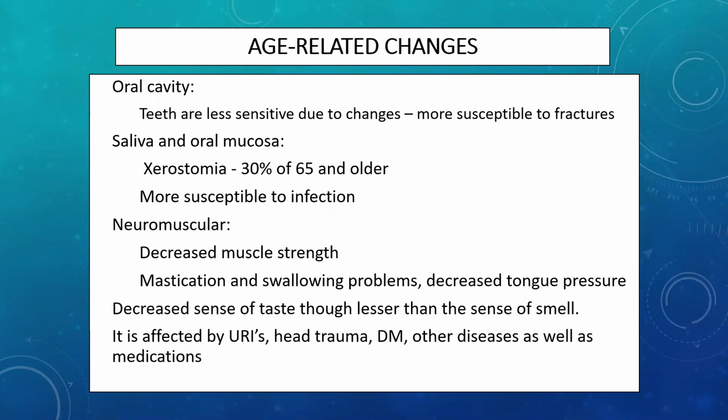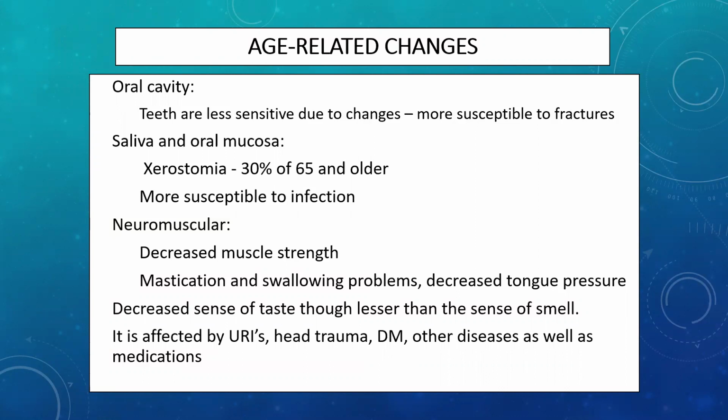So their oral cavities: the teeth are less sensitive, and they're more susceptible to fractures, breaking. People have fillings over the years, crowns and such, and you don't know how many teeth I've found in my life. A lot of people have dry mouth. That could be related to medication. It could be from many different things, but it does put people at a higher risk of infection because of the cracks and the fissures in the tongue. So over 65 years old, you have a 30% chance.